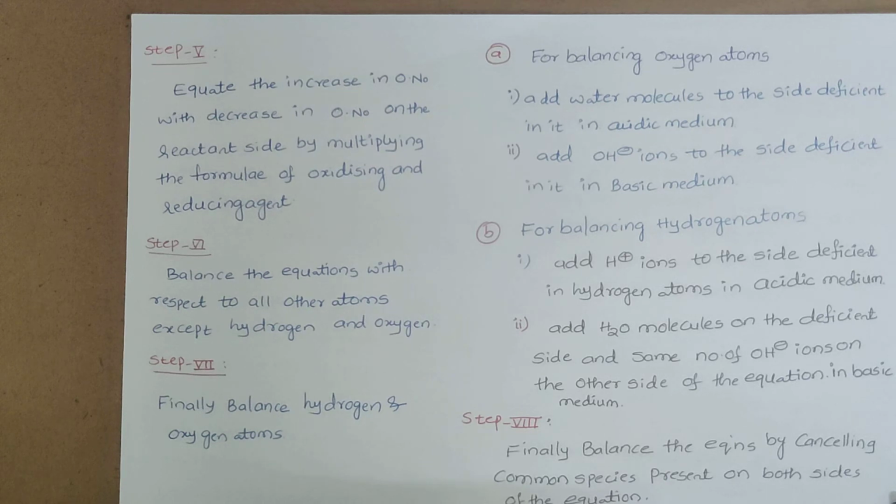After that, you can cancel the common species present on both sides of the equation. Finally, we get a well balanced redox reaction equation. Like that, with the help of these two methods, the ion electron method or half equation method, and the second one, the oxidation number method, we can balance the redox reaction. In the next class, I will explain with certain examples.